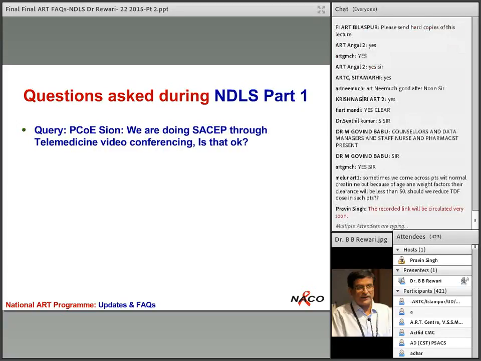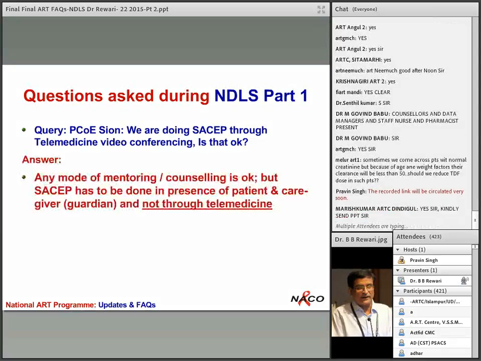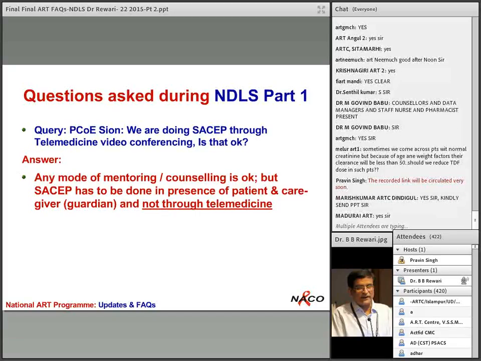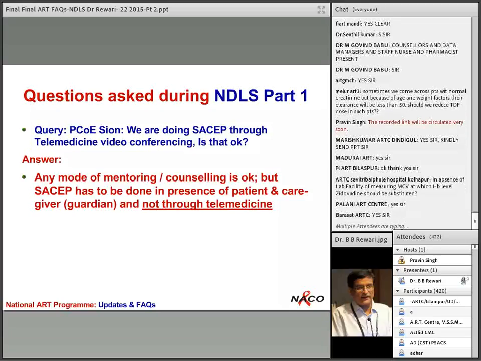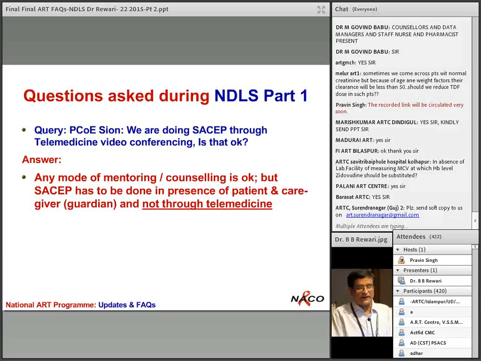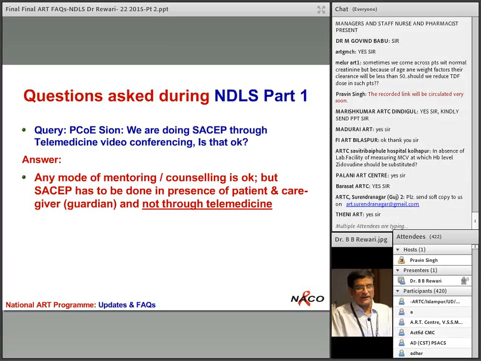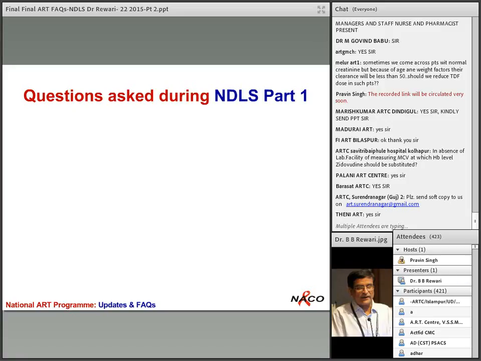They have got a pediatric SACEP. They are doing it through telemedicine. No, we don't approve of this because SACEP has to be done in presence of patient and caregivers, and I am very clearly conveying this message to the SACs and other people and Sion that SACEP has to be done in presence of the patient and not telemedicine, not even through video conferencing. Mentoring is okay, but not SACEP.